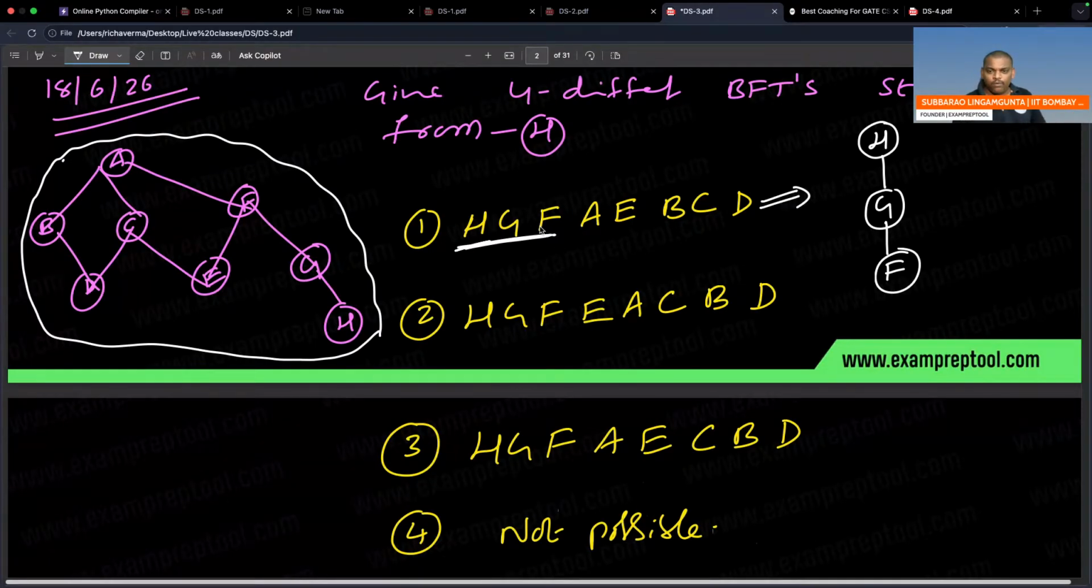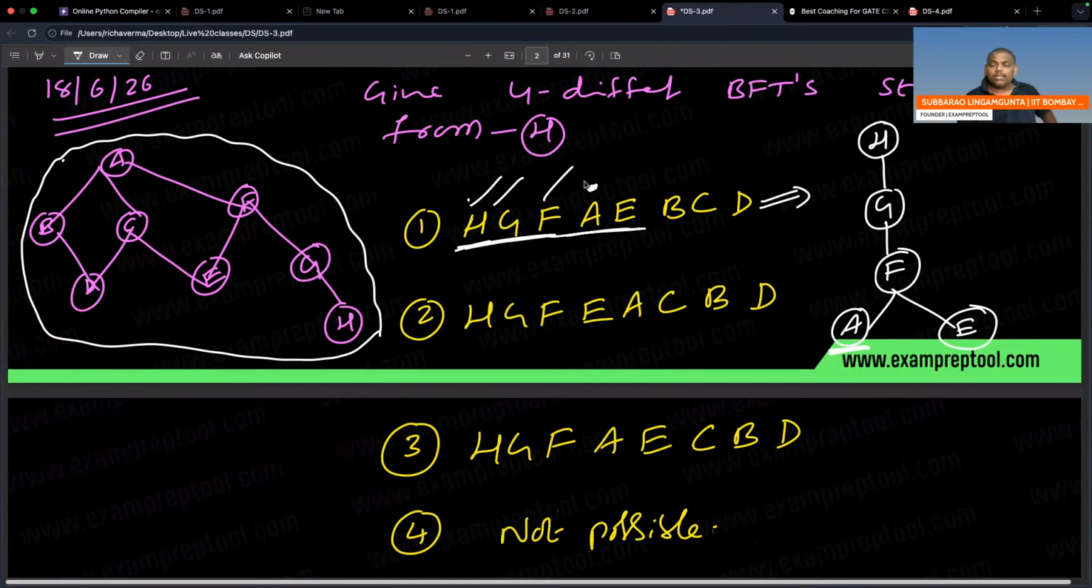Now let's come to F. Everyone observe: F's adjacent are two nodes, A and E. A is not covered yet, and E is not covered yet. Remember, A first, then E, because BFT follows FIFO, first in, first out, which means a queue. So take the first person. Now F is over, and I am at A.